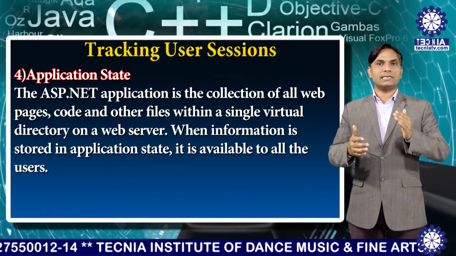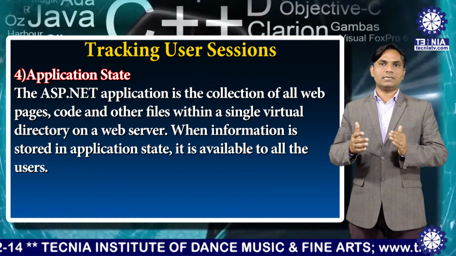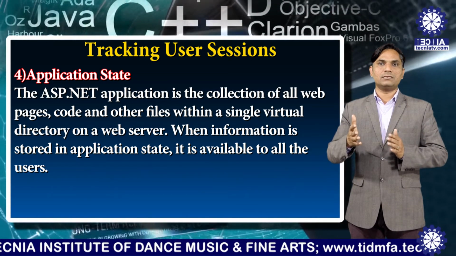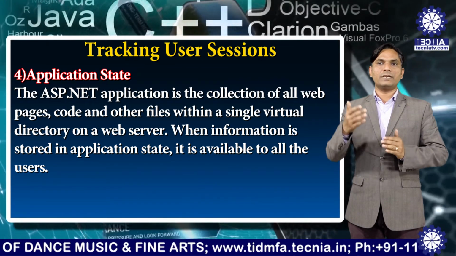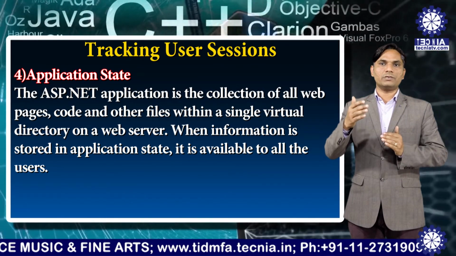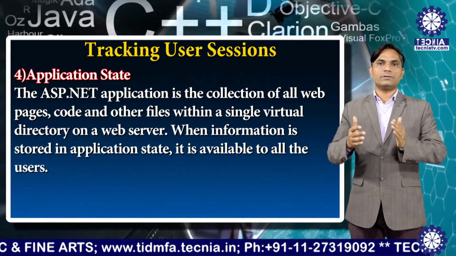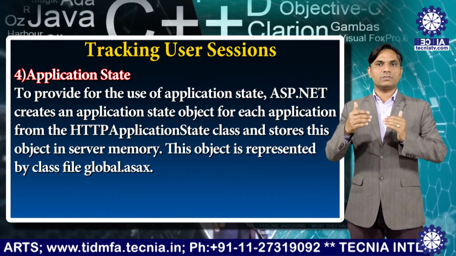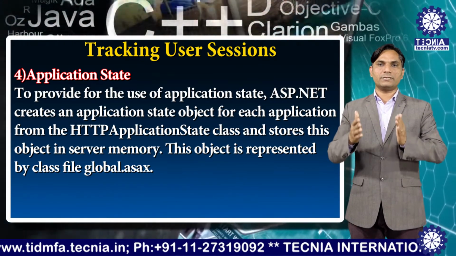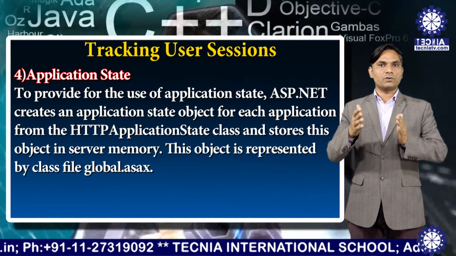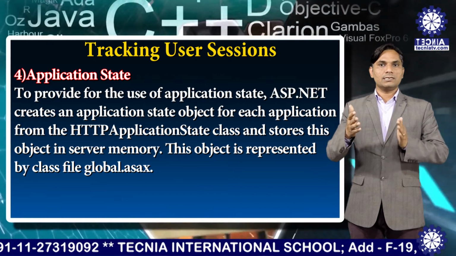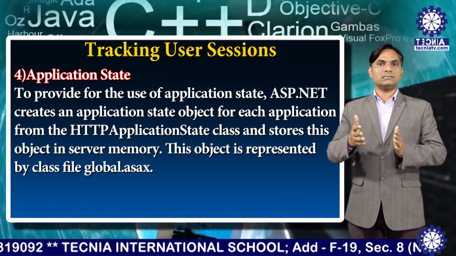Number 4 is application state. The ASP.NET application is the collection of all web pages, code and other files within a single virtual directory on a web server. When information is stored in application state, it is available to all the users. To provide for the use of application state, ASP.NET creates an application state object for each application from the HttpApplicationState class and stores this object in server memory.